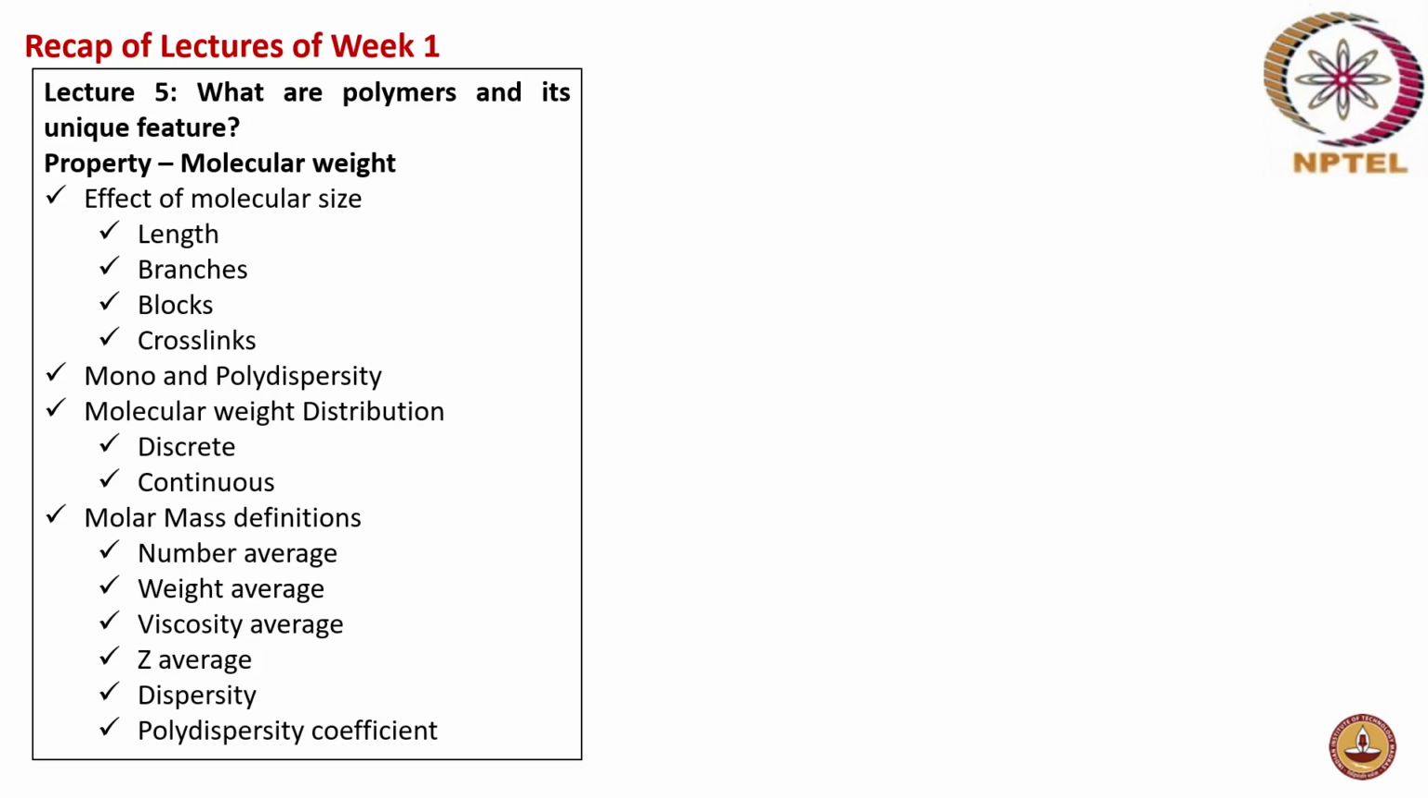The next discussion was on the property, especially the molecular weight. What is the effect of size? The effect of the length of a polymeric molecule, branches, blocks, or cross-links in the case of a cross-linked polymer. What is monodispersity and polydispersity? What is molecular weight distribution, and how can you interpret it? Then discrete molecular weight distribution and continuous molecular weight distribution, and how can you estimate them? And then molar mass definitions: number average, weight average, viscosity average, and Z average molar mass, and what is dispersity and the polydispersity coefficient.